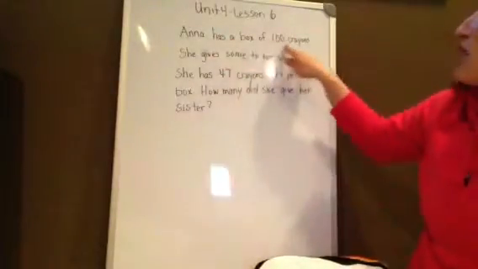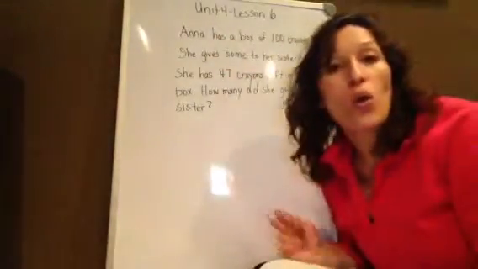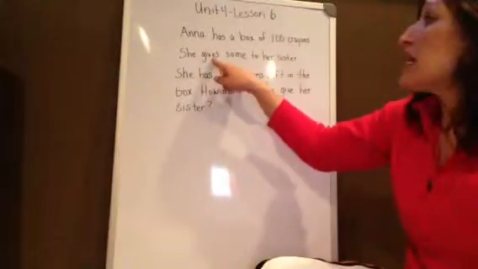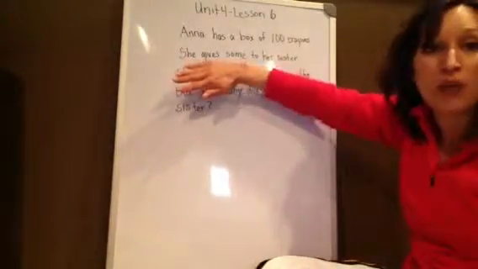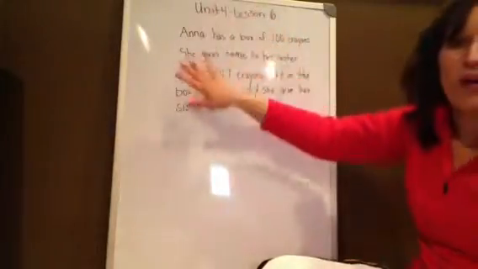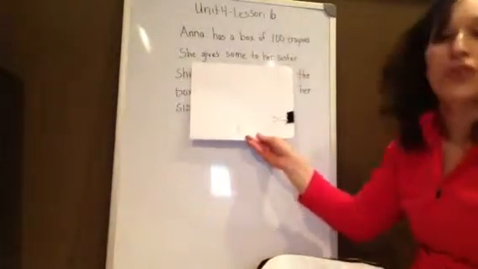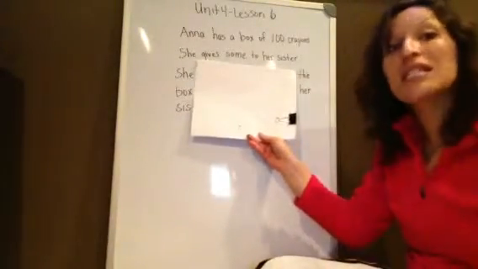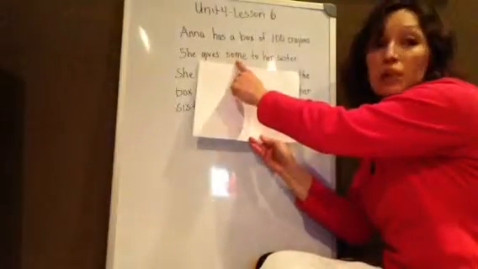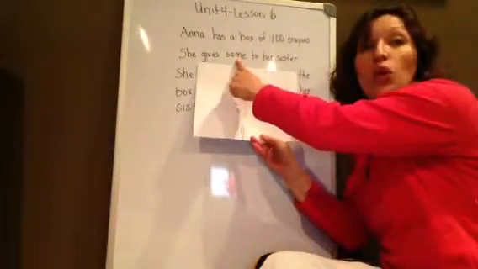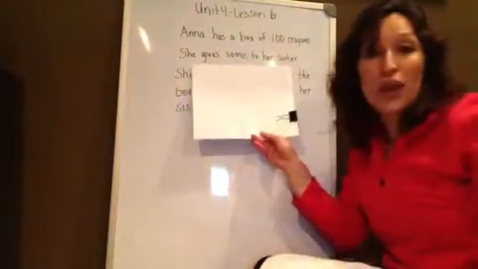So Anna has a box of 100 crayons, okay? She gives some to her sister. We don't even have to read the rest of that problem to start thinking about what's happening in the story, okay? If she has a box of 100 crayons and she gives some, it didn't give us a number, didn't tell us how many, we just know some she gives away.